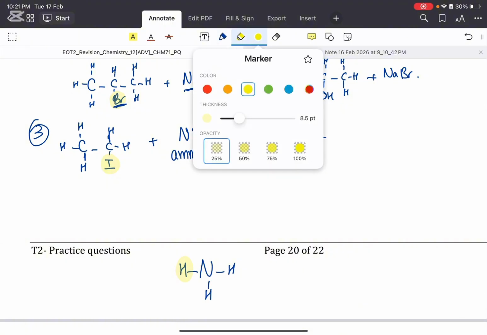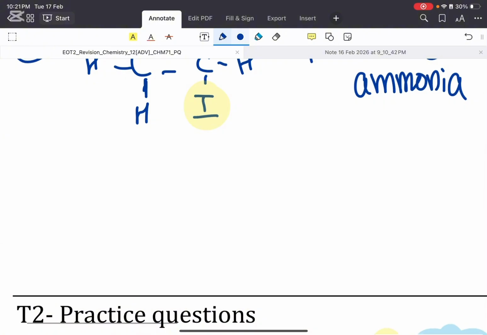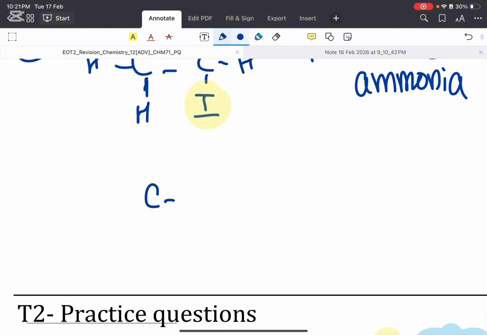Now the rest, where does it go? This is the rest. It's going to be attached over here. So what I will get is C, H, H, and NH2 with the 2 hydrogens, and here's the rest. Let's take another example. Suppose I have, I'll write it in a different way.